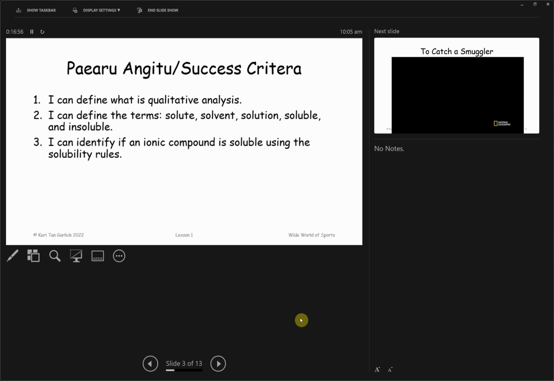All right, by the end of today, you should be able to know what qualitative analysis is, define those 5 terms, which you did in the side path, and lastly, identify if an ionic compound will be soluble using those solubility rules. Are we good so far?